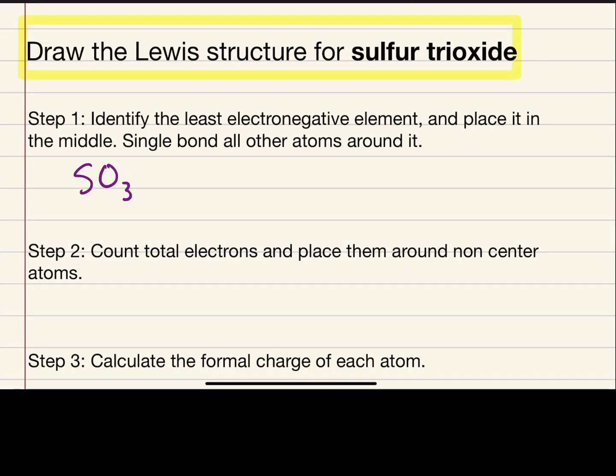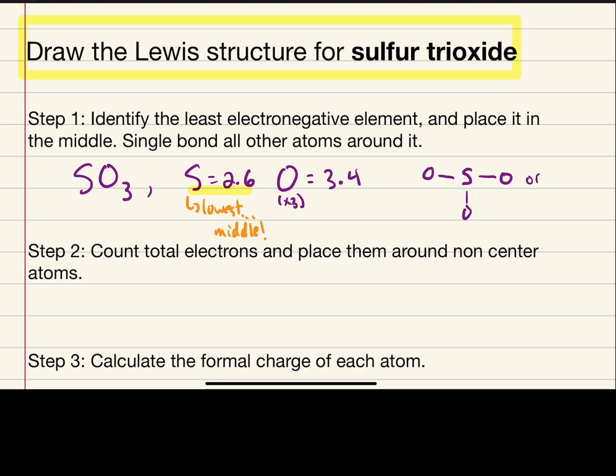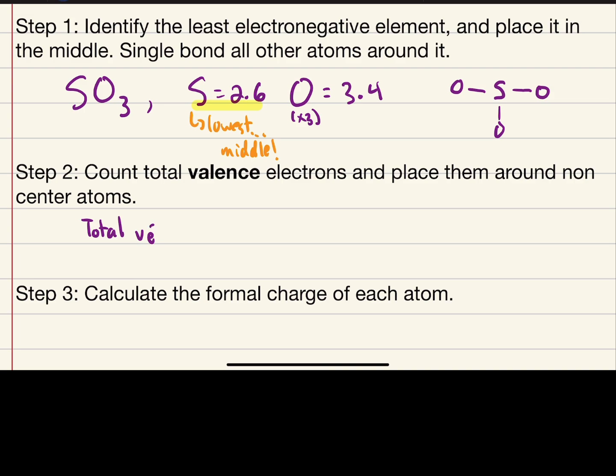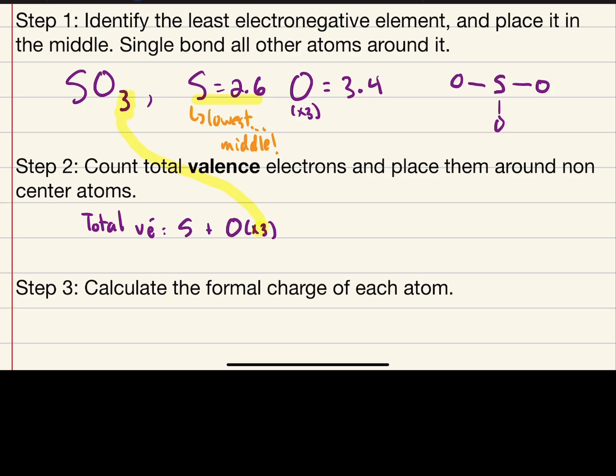So let's say we're asked to draw the Lewis structure for sulfur trioxide, which has the formula SO3. The first thing that we're going to do is write all the electronegativities that we find in the periodic table, and identify whichever one is the lowest. In this case, this is sulfur, and we're going to put it in the middle and bond all the oxygens around it. Once we've done that, we're going to count the total valence electrons that exist between the sulfur, which has 6, and the 3 oxygens, which each have 6 as well. And that's going to give us a total of 24. Remember to multiply oxygen by 3.